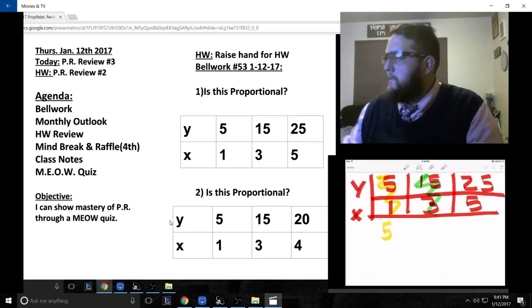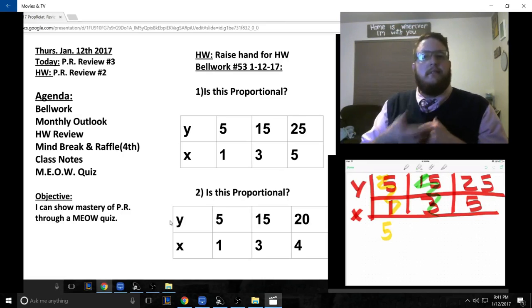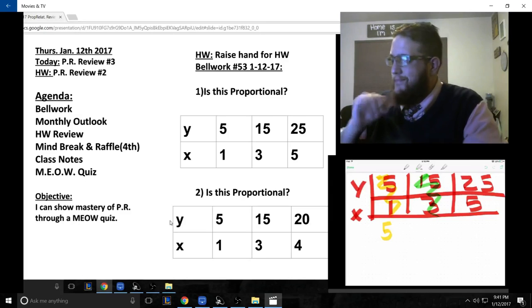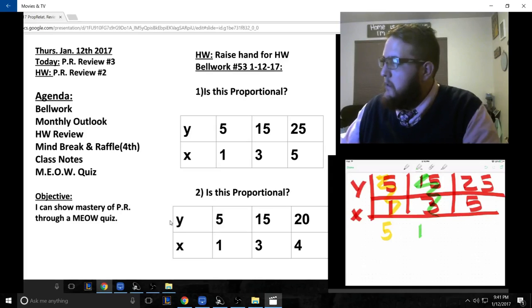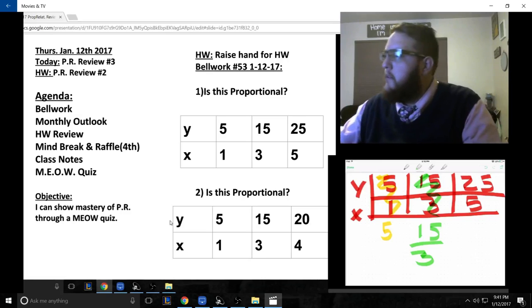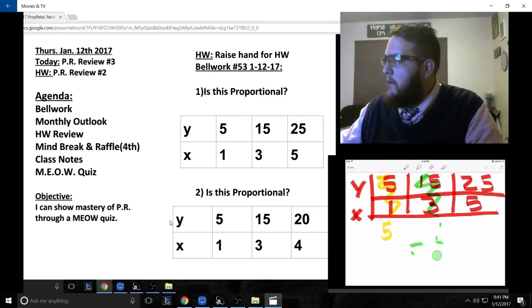Now if we take a look at our second pair, 15 and 3, we have to determine the unit rate there. So our y value is 15 and our x value is 3. So once again we'll set up our ratio 15 to 3, and now we have to divide. 15 divided by 3 is once again 5. So the rate of change here is 5.